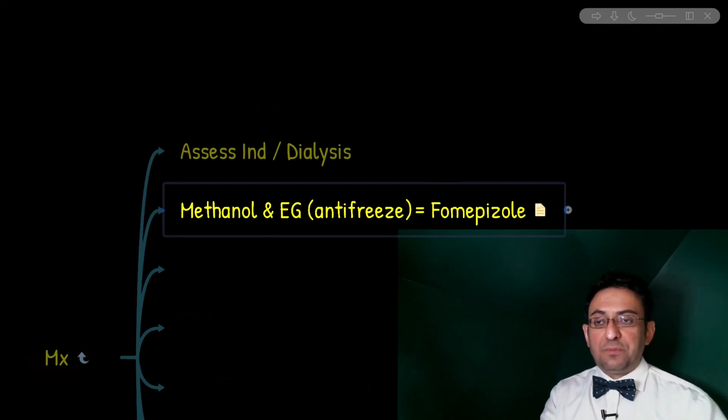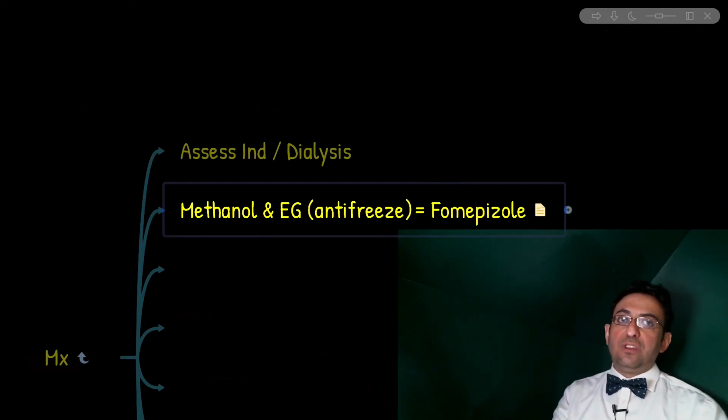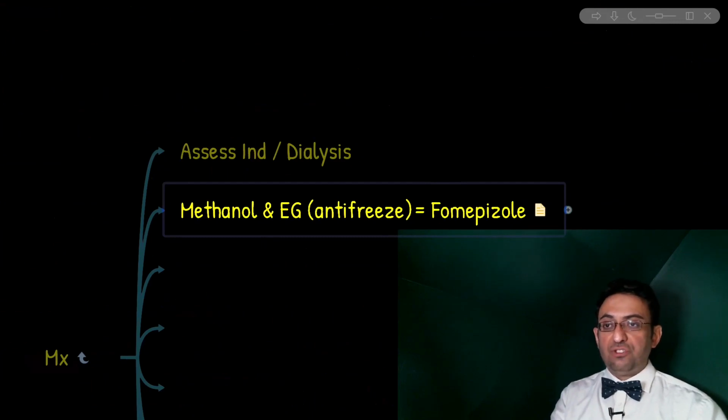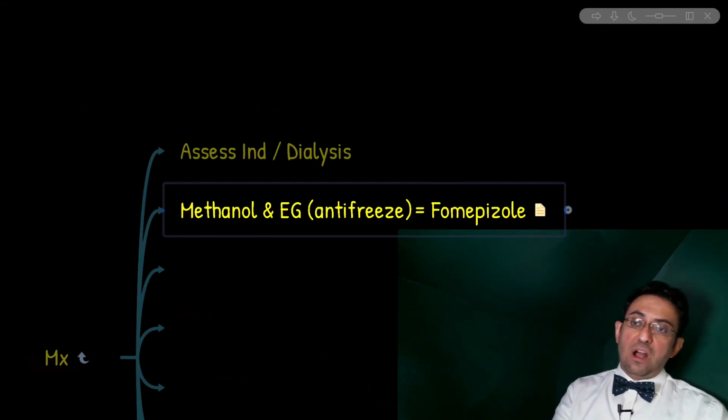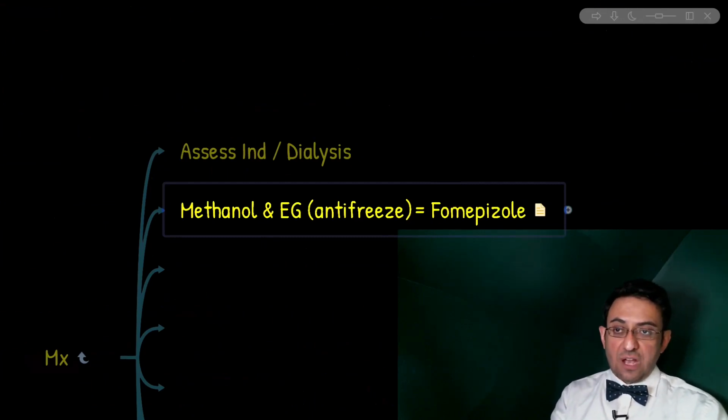Because perhaps one of the most common routes of propylene glycol poisoning is through IV or oral medications that contain propylene glycol as a solvent. The most common of these medications are benzodiazepines.